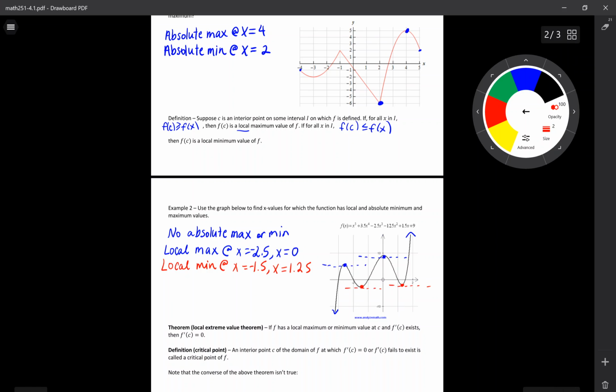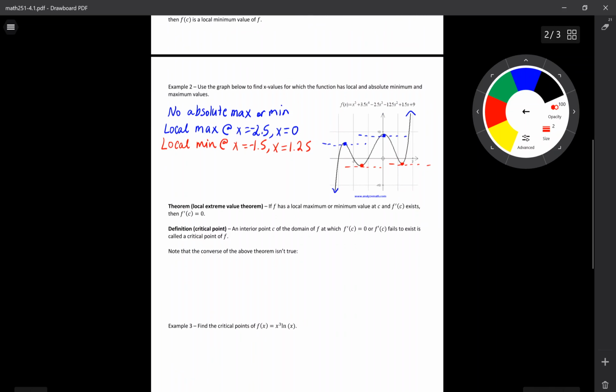So that is our next theorem, the local extreme value theorem. If f has a local max or minimum value at c, and f prime of c exists, then f prime of c is equal to 0. So if I have a local max or min at a certain point, then I am guaranteed that the derivative at that point is equal to 0. All right, next we're going to define what it means for a function to have a critical point. An interior point c of the domain of f at which f prime of c is equal to 0 or f prime of c does not exist is called a critical point of f.